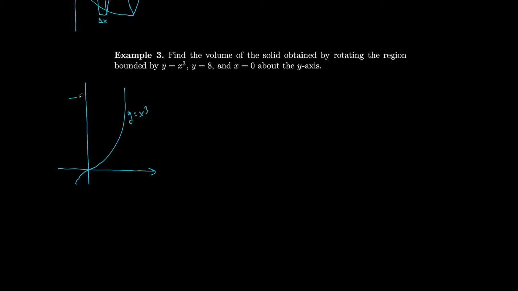And we need y equals 8. So if this is the y-axis, then this is y equals 8. And here's the line x equals 0. Here's 0, the x-axis. So I think that's pretty much everything we need. Now we have to rotate. So we need to go around the y-axis this time. So I'm going to do a little better arrow.